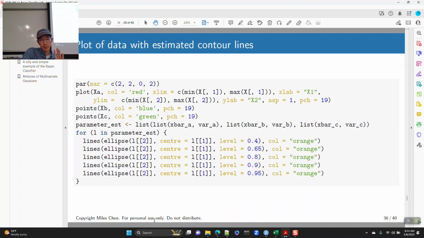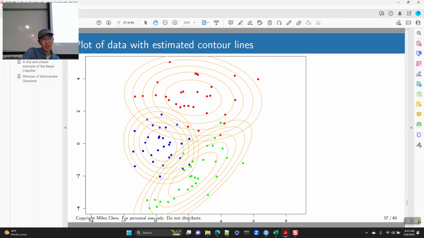Here I'm going to plot ellipses of our estimated distributions. The center is not exactly 0, 0, and they're not exactly concentric circles. They're slightly askew, reflecting that these are the ellipses fit to our data. So they fit our data really well.